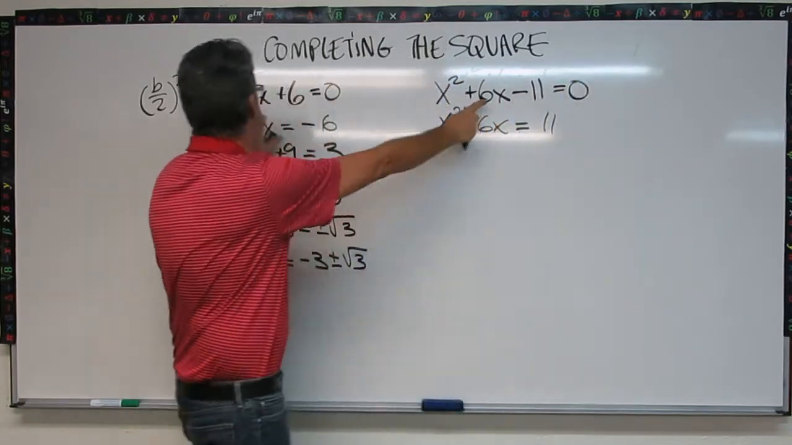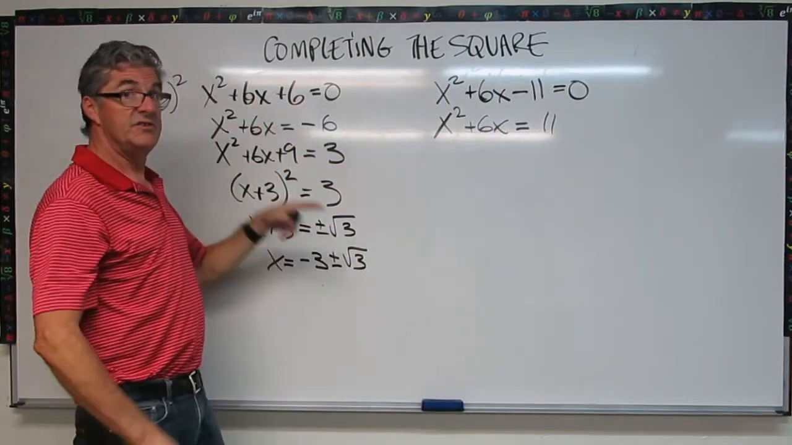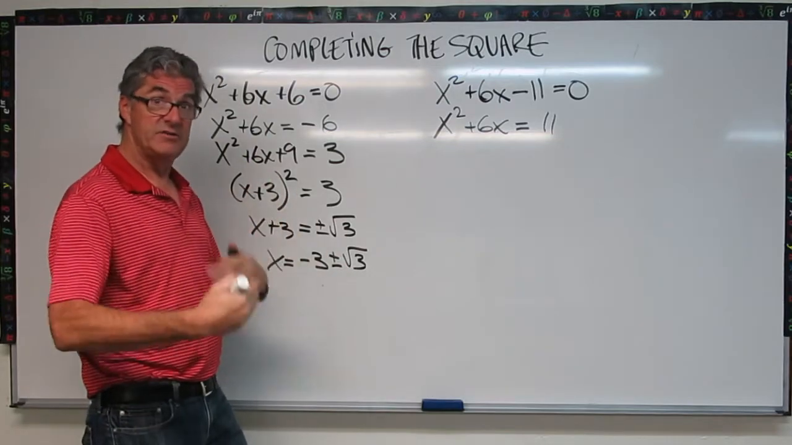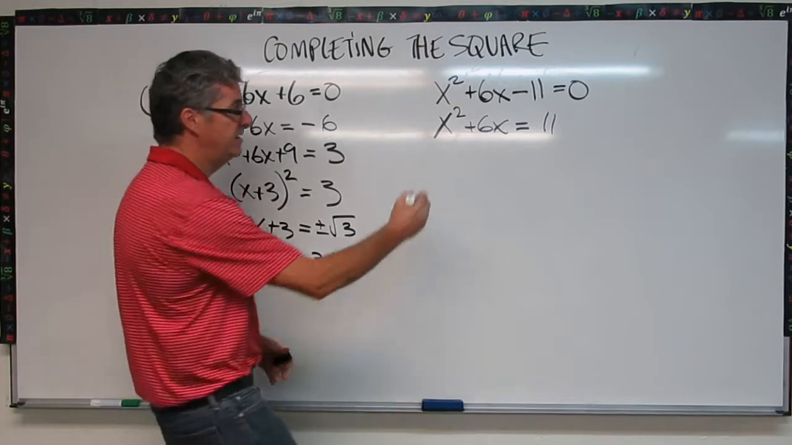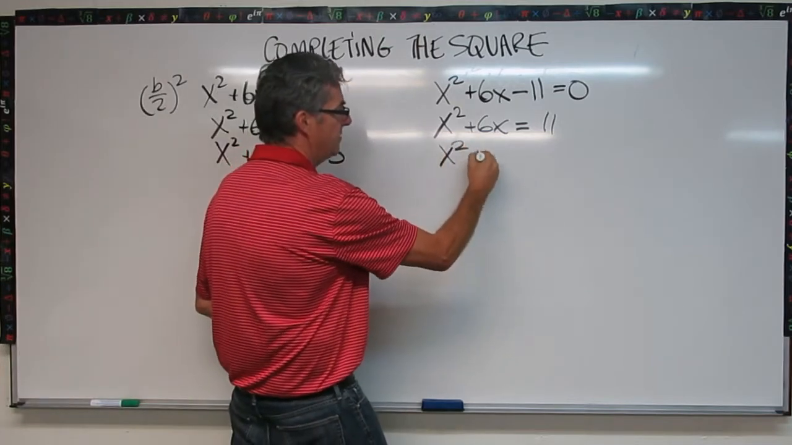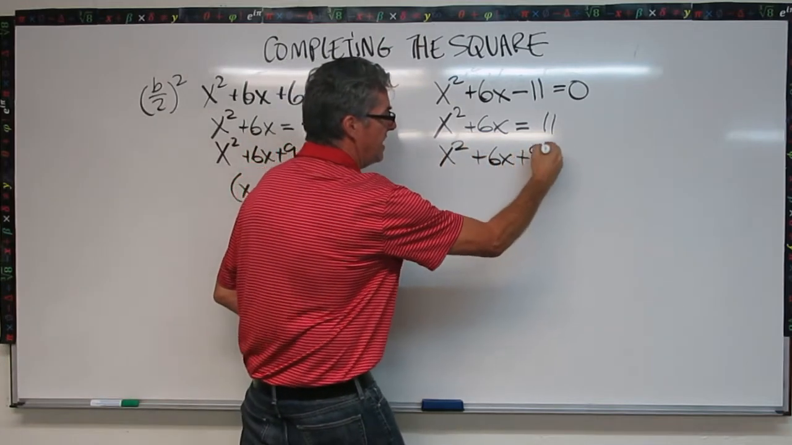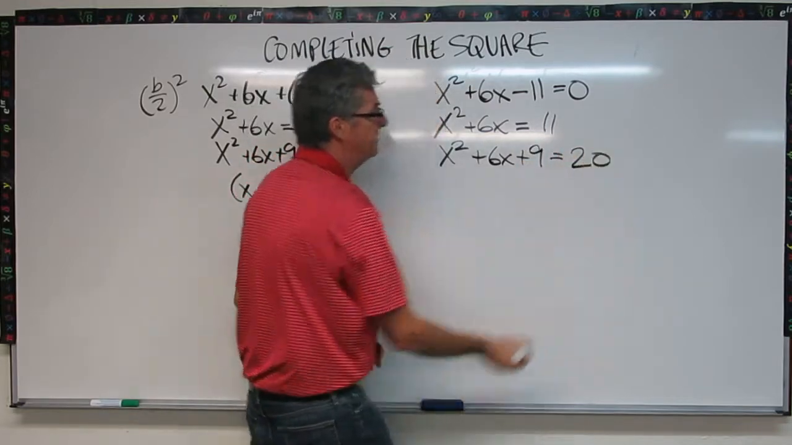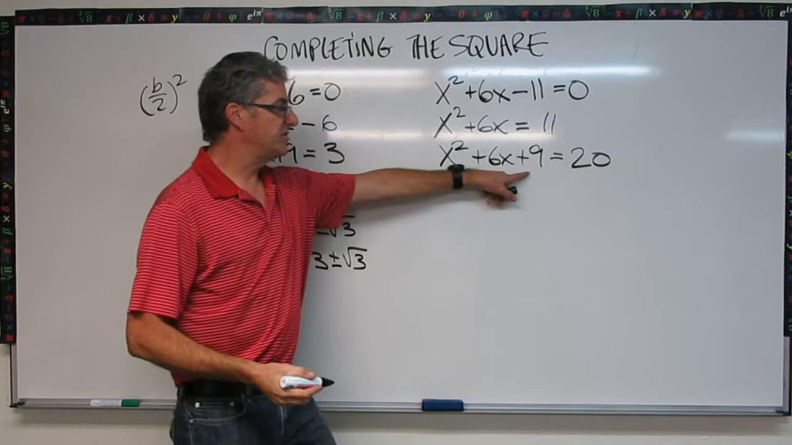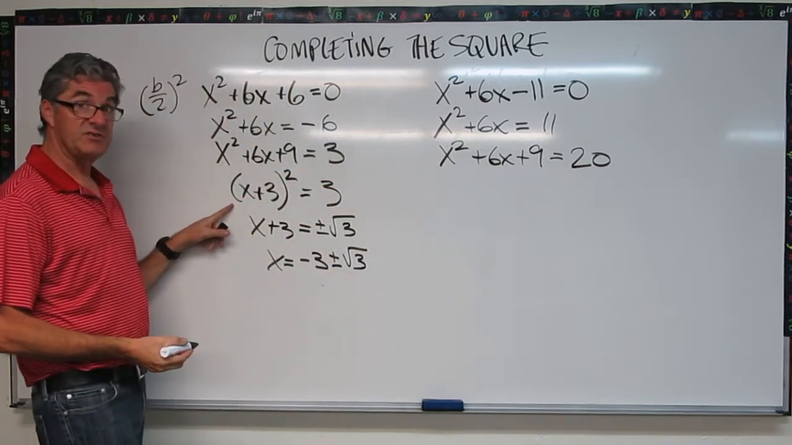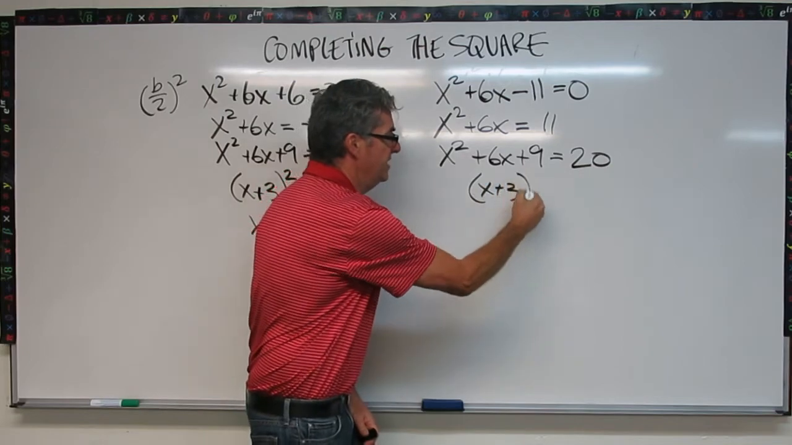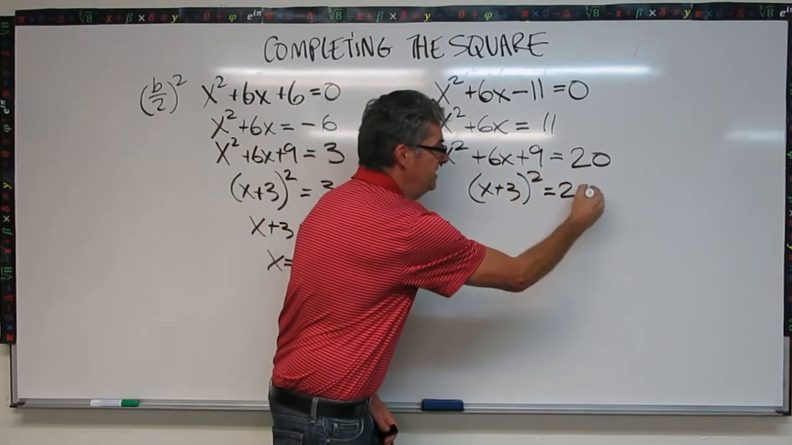So b again is 6, just like it was here. So 6 over 2 is 3. 3 squared is 9. So I'm going to add 9 to both sides. X squared plus 6x plus 9. Now 11 plus 9 is 20. Now I know I have a perfect square, same perfect square as this one, so I'm just going to go right to that. X plus 3 squared equals 20.